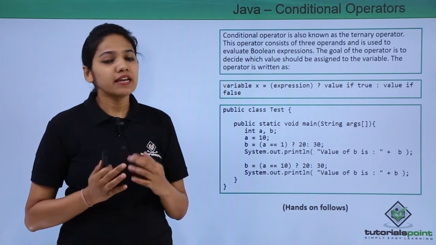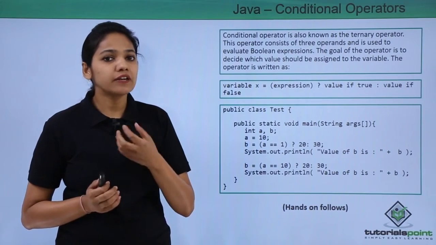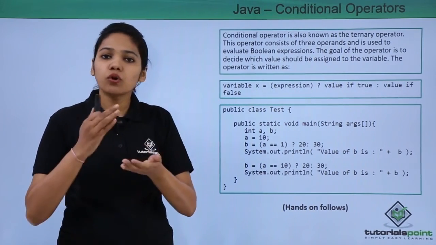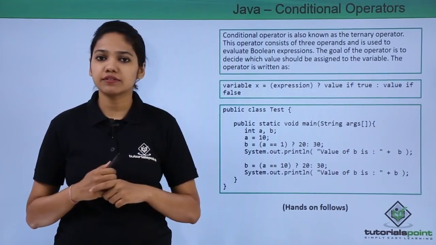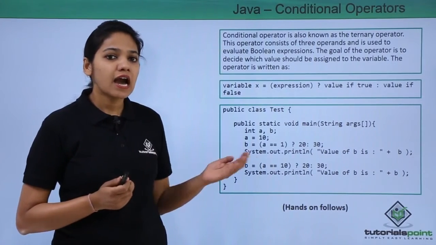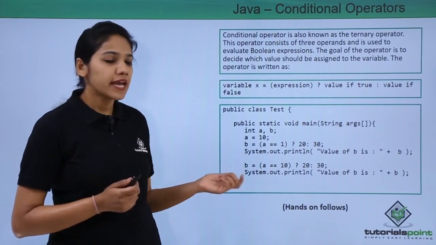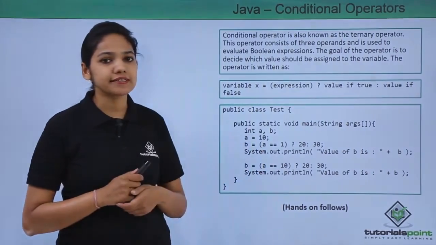So what we understand out of a conditional or ternary operator is that we use these kinds of operators only when you want to store a value to a variable depending on some conditions. So let us now see this example practically, how the conditional operator works and what would be the resulting value of b in either of the cases.